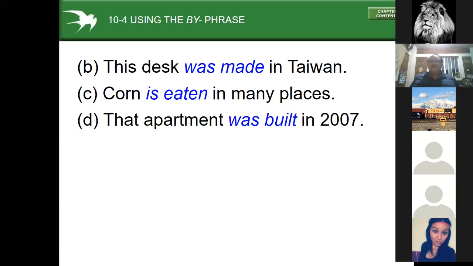That apartment was built in 2007. Only if you consider, for example, if you want to say, hey, that apartment was built in 2007 by my father. Probably you want to emphasize that. You want to give credit to your father, then you can use it, right? Or by a famous company, or by a company that you know, for example, was involved in problems. And say, hey, you know, that apartment was built by that company that had problems in 2007. Don't buy it, okay? So then you can give that recommendation, right? So when you use by, sometimes it depends on the information that we want to give.